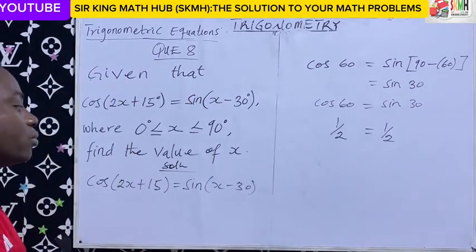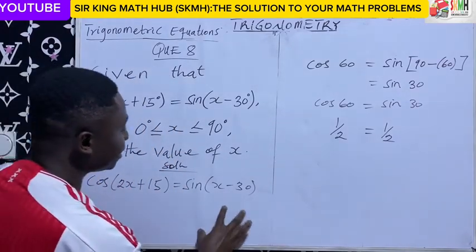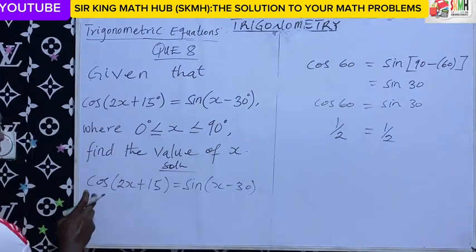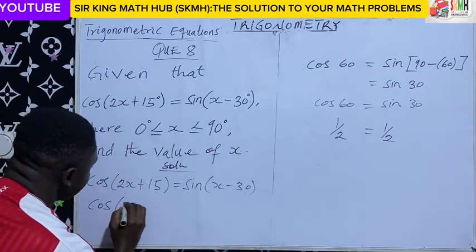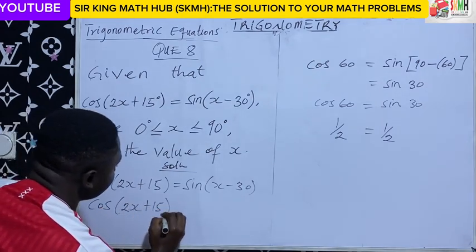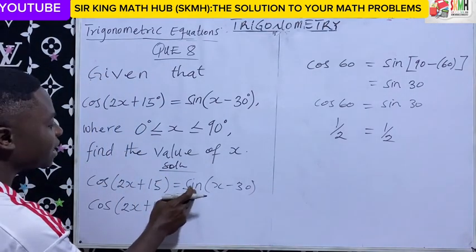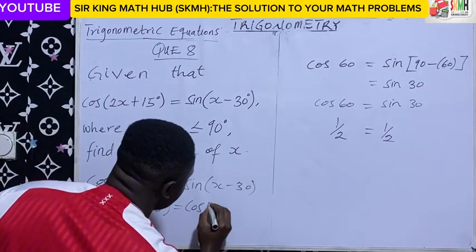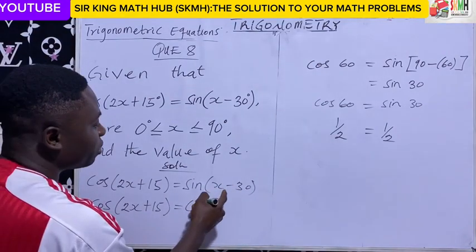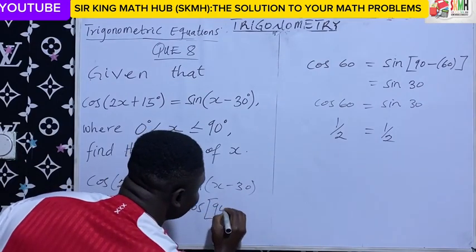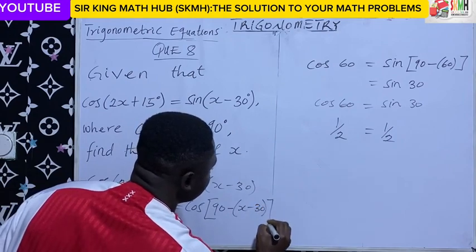Now, in our previous example, we converted everything in terms of sine. This time we are going to rewrite everything in terms of cos. So how do we do that? On the left we have cos, so there's nothing we can do. We have to maintain the left hand side: cos(2x + 15). Now we also have to change this sine to cos. The sine will change to cos, but the angle here should be the complement of this angle. And what is the complement of x - 30? It means that I have to subtract this angle from 90 degrees. So that is what we have done.